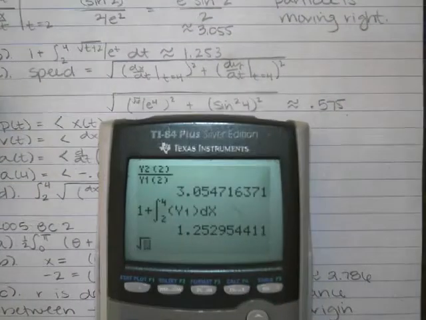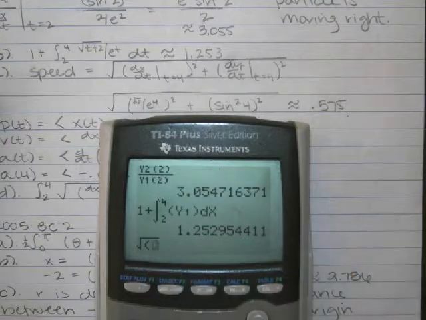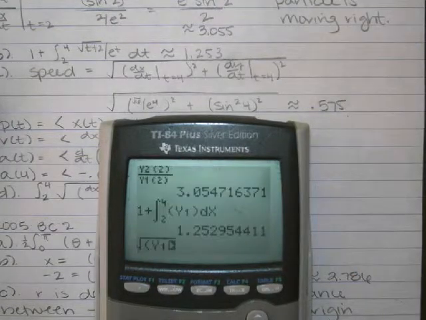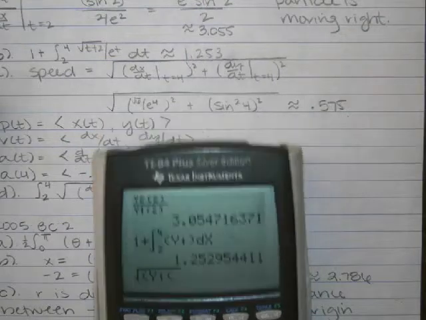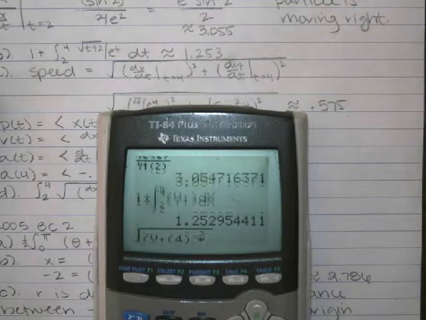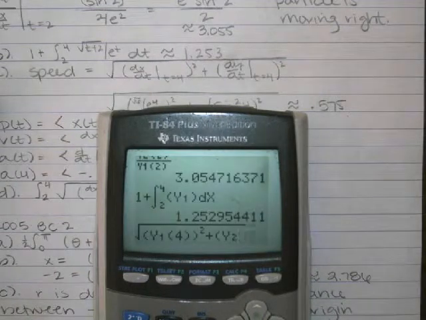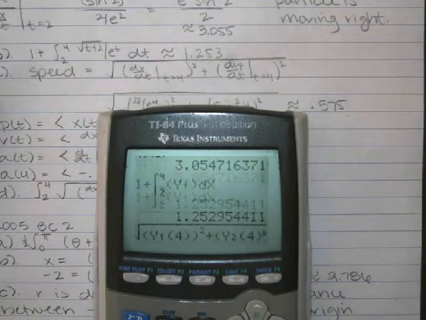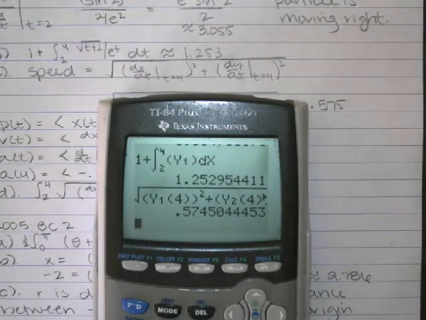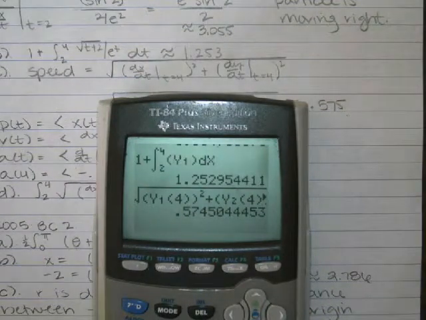So if you're typing in the speed, I put a parentheses, and now I'm going to do vars y1 of 4 squared plus vars y2 of 4 squared. I think it just makes it easier to type in without risking typos. You're welcome to do that, but it literally works with everything. You can take the derivative that way, you can take the integral that way, you can evaluate it, and it's a shorthand that makes your life a little bit easier.